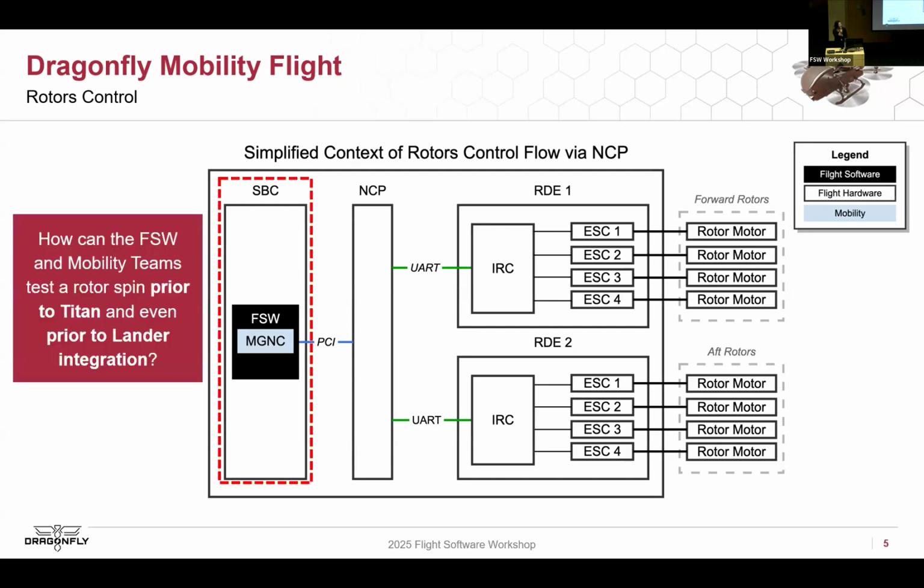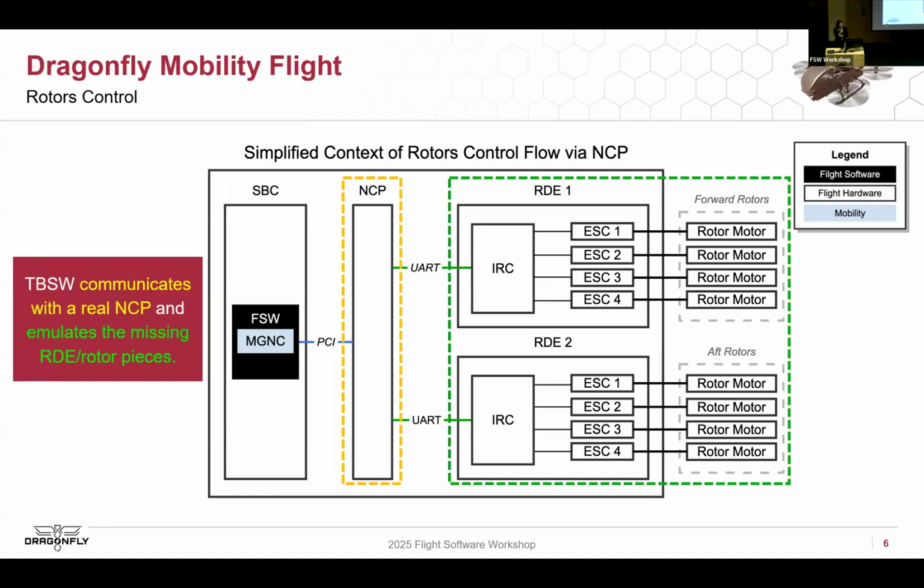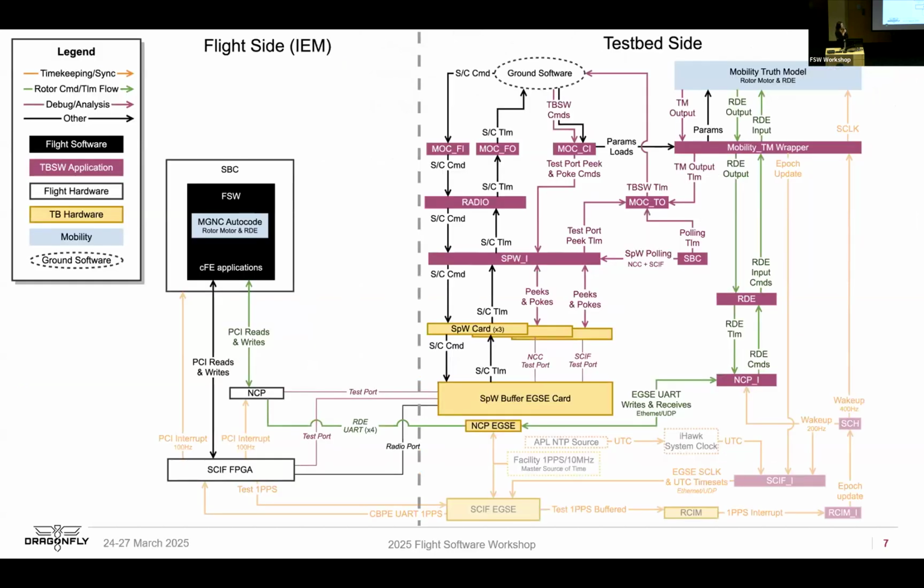So a big question is, how can flight software and mobility teams test a rotor spin prior to Titan and even prior to any lander integration here on the ground? Part of the answer is that testbed software communicates with a real NCP and then emulates the missing RDE and rotor pieces. So it looks like this.